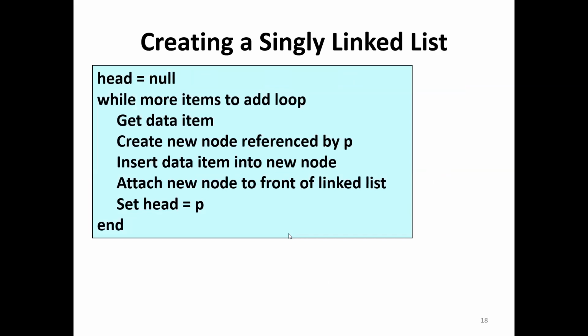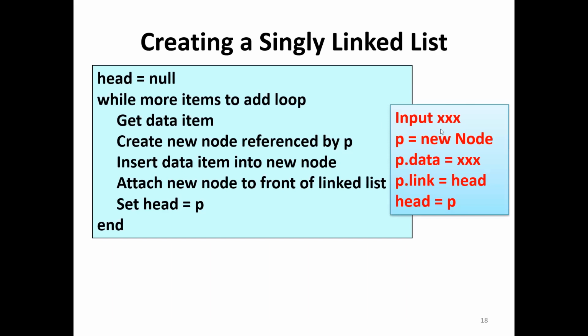Let's look at the algorithm for creating a singly linked list. First, we assume that it's an empty list, so the head will be equal to null. While we need to add more data, we loop and get the data. We create new nodes which will be referenced by P, and we insert the data into the new node. Then we attach the new node to the front of the list, like we did previously. And lastly, we set the head to be equal to P.